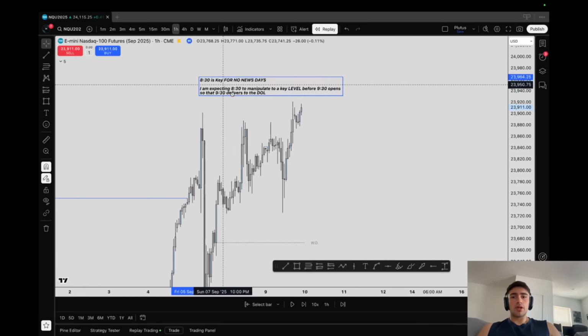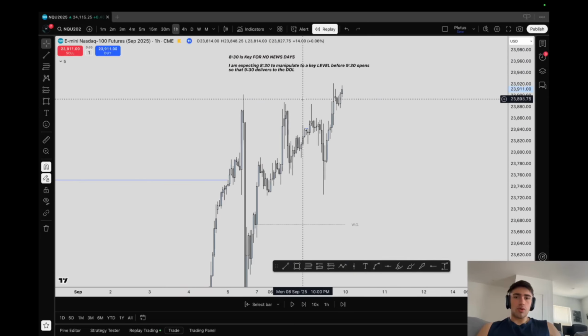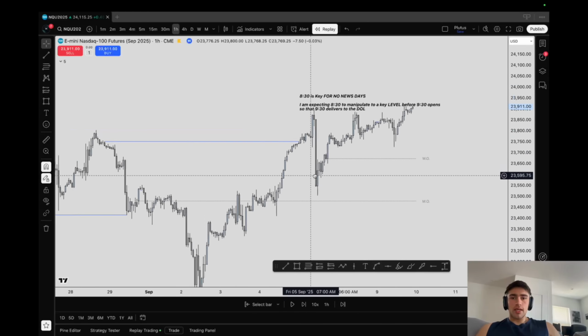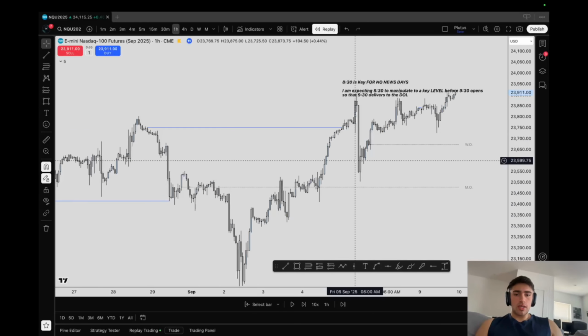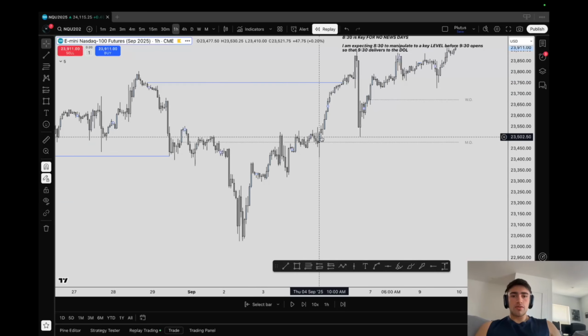Okay. We're gonna go over one more example. 830 is key for no news days. I'm expecting 830 to manipulate to a key level before 930, so that 930 delivers to the drawn liquidity. Okay. Again, it depends also on key levels and the type of days that we're in, but let's just look for some more examples here.